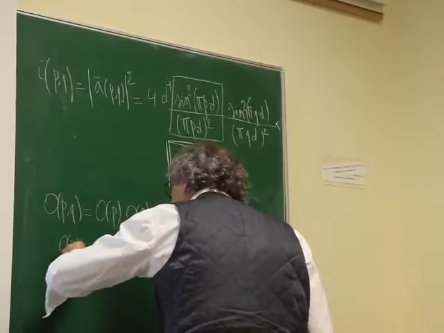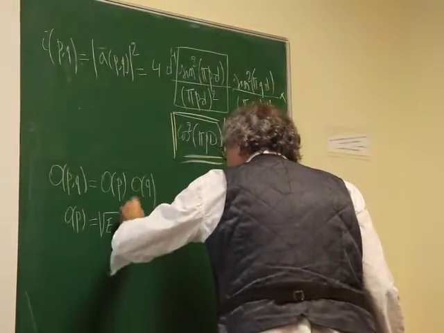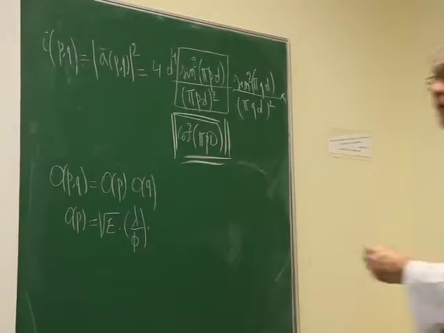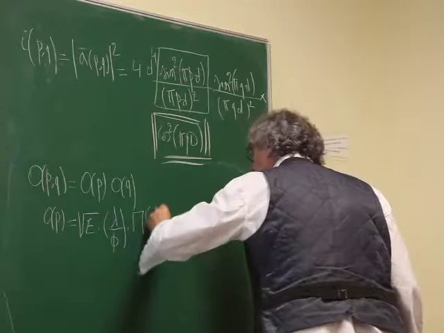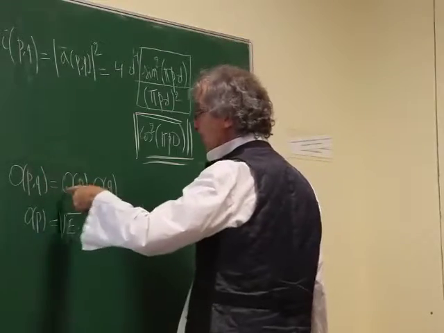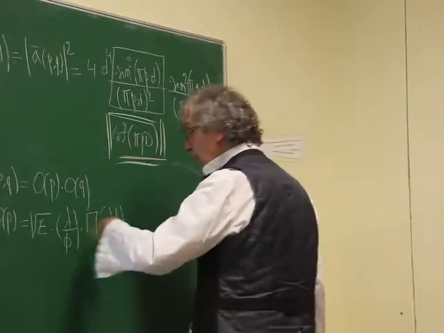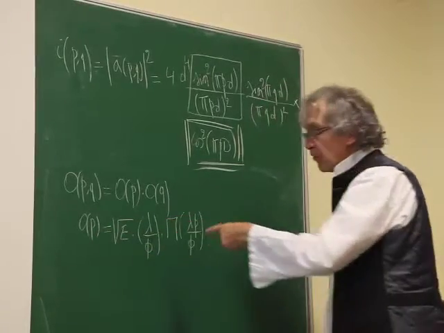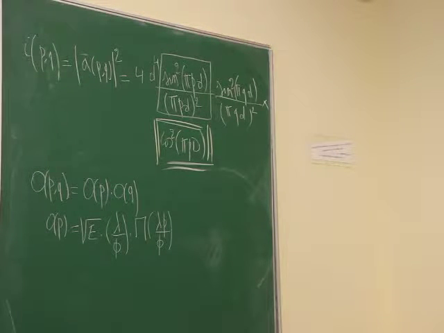defining O(P) as the square root of what I found here. So it will be the square root of E times lambda over phi times the door function of lambda p over phi. So you see here, I say my square star can be represented as a product of two functions, which are exactly the same, and the one of interest to us is O of P, which is, of course, the square root of what I had there. So square root of E times lambda over phi times the door function of lambda p over phi.